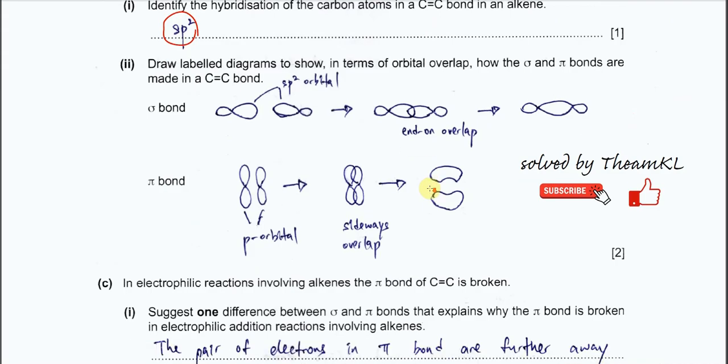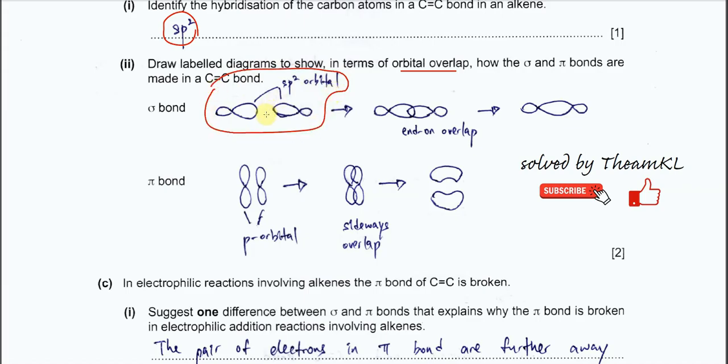Okay, part 2. Draw a labelled diagram to show, in terms of orbital overlap, how the sigma bond and pi bond are made in the C=C double bond. So you need to draw the overlapping, how the orbitals overlap. This part you do not need to draw, this one is just to show you how it looks.